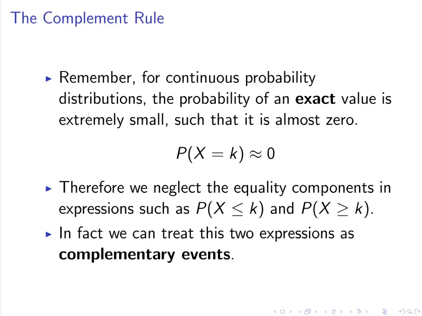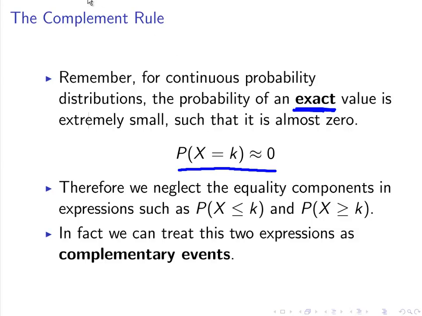Now, just a quick reminder about something. For continuous probability distributions, including the normal distribution, the probability of an exact value is extremely small, such that we can treat it as if it was negligible, almost zero essentially. So the probability of x being equal to k, where x is the name of the random variable and k is some particular value, the probability of it being exactly that value is extremely small, such that it's not worth bringing into your calculation. So we'll treat it as almost zero.